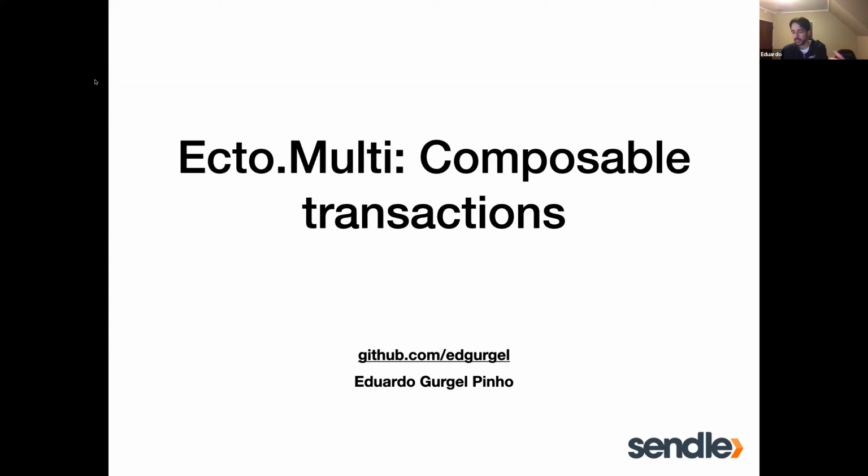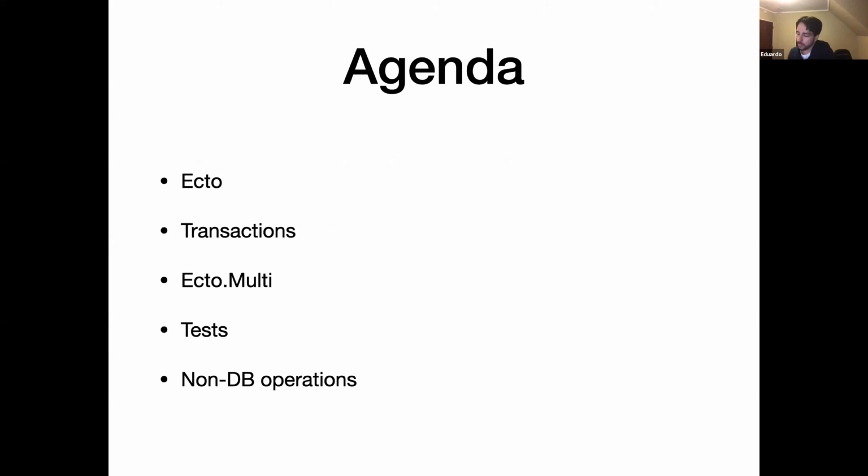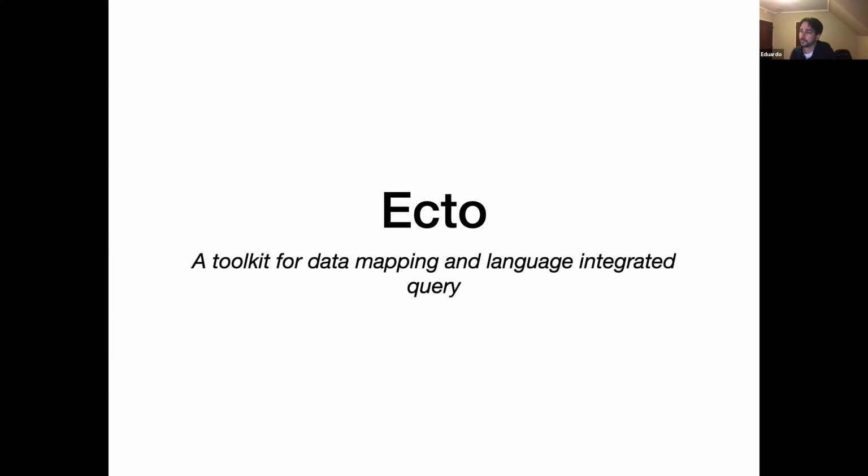And today I'm here to talk about Ecto.Multi, which is basically a way for you to compose database transactions using Ecto. Cool. So I hope that I can cover all of this. What's Ecto? How do we build transactions? What is actually Ecto.Multi? How do you write tests, and what happens when you mix and match non-DB operations?